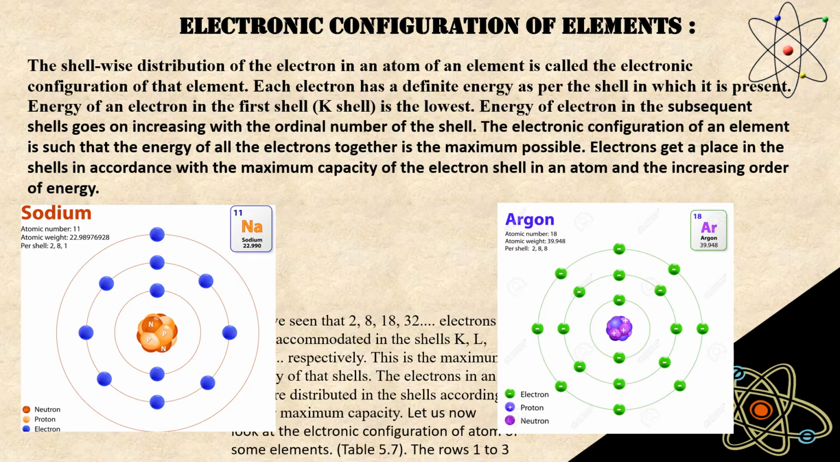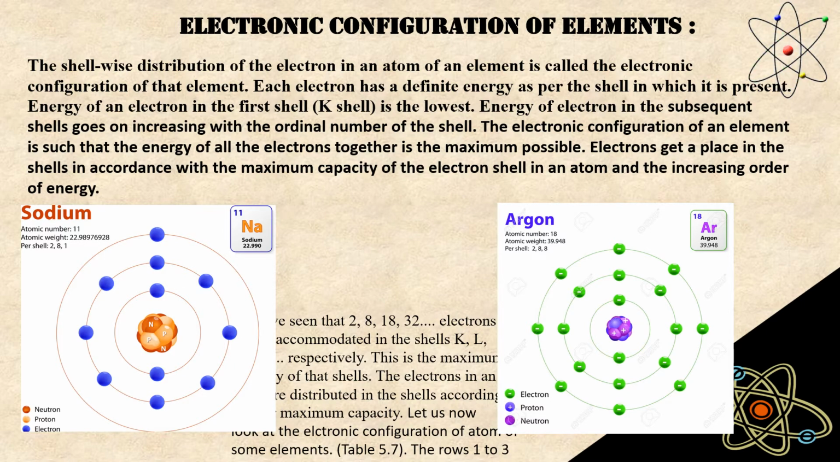Each electron has a definite energy as per the shell in which it is present. Energy of an electron in the first shell, that is K, is the lowest. As I told you, it has only 2 electrons in it. Energy of electrons in the subsequent shells goes on increasing with the ordinal number of the shell. जैसे जैसे number of shells बढ़ते जाते हैं वैसे वैसे उसका energy level भी बढ़ता जाता है. The electronic configuration of an element is such that the energy of the electrons together is the maximum possible.